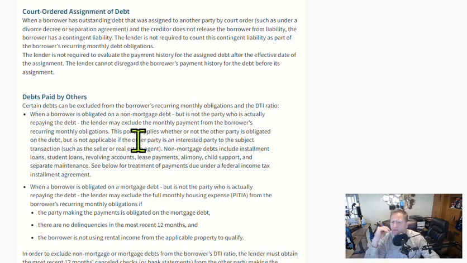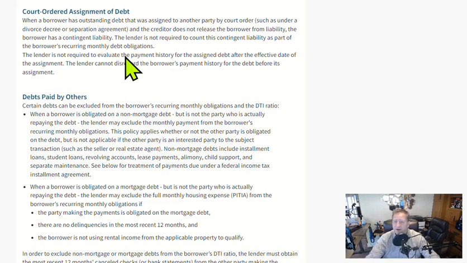Wait a minute, am I reading this wrong? The lender cannot disregard the borrower's payment history for the debt before its assignment. When a borrower has outstanding debt that was assigned to another party by court order, such as a divorce decree, the creditor does not release the borrower from liability, the borrower has a contingent liability. The lender is not required to count this contingent liability as part of the borrower's recurring monthly debt obligations. That's great news. Interesting. Very fascinating.